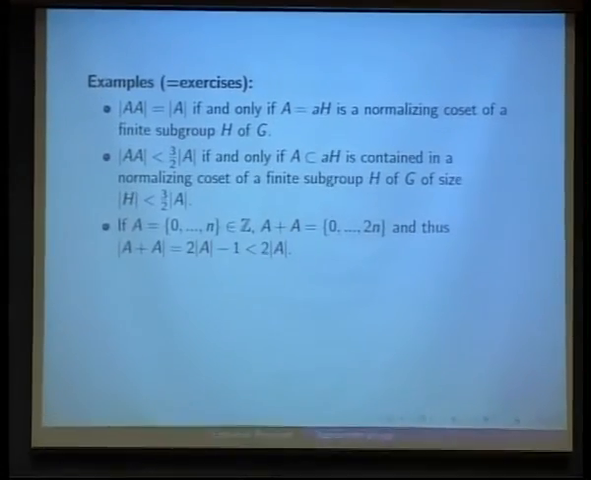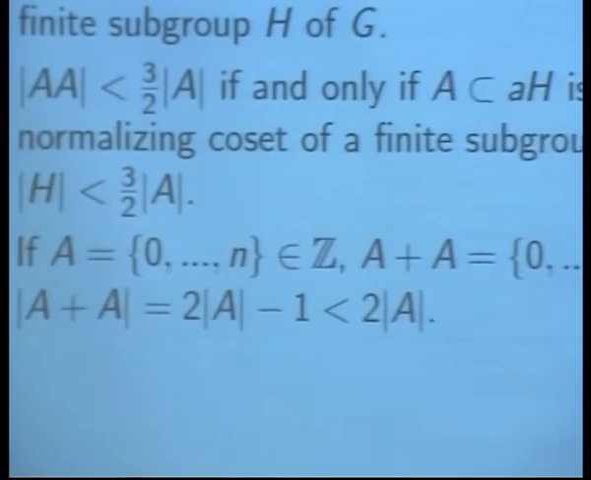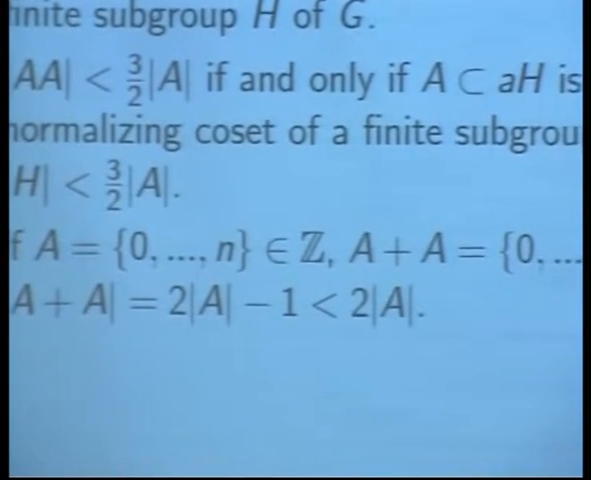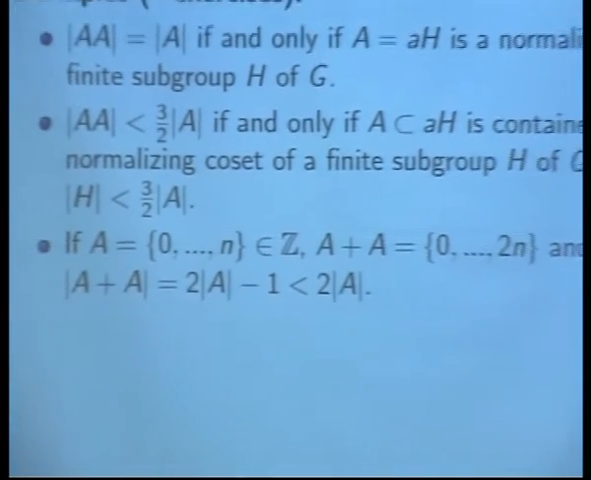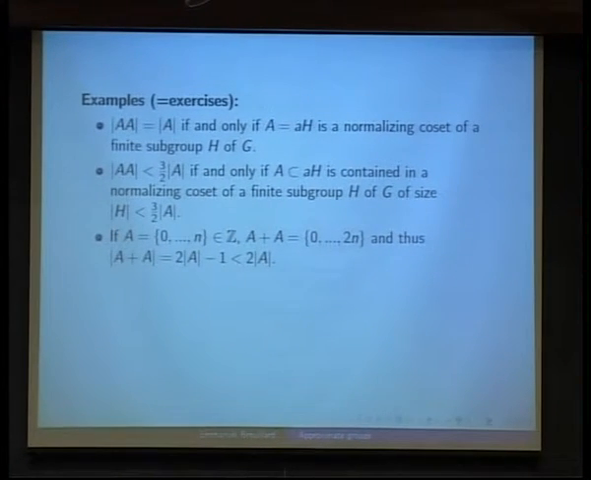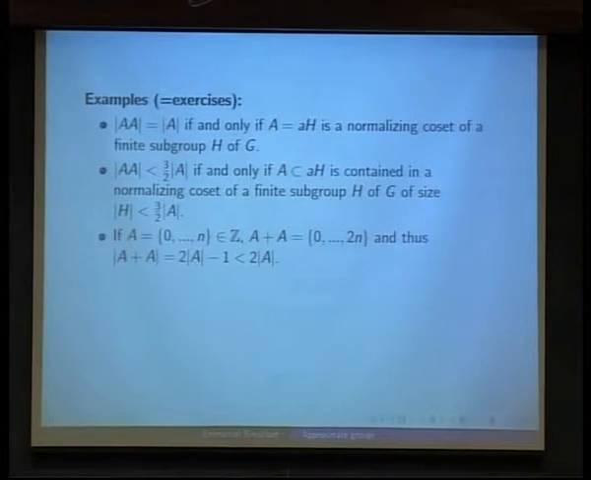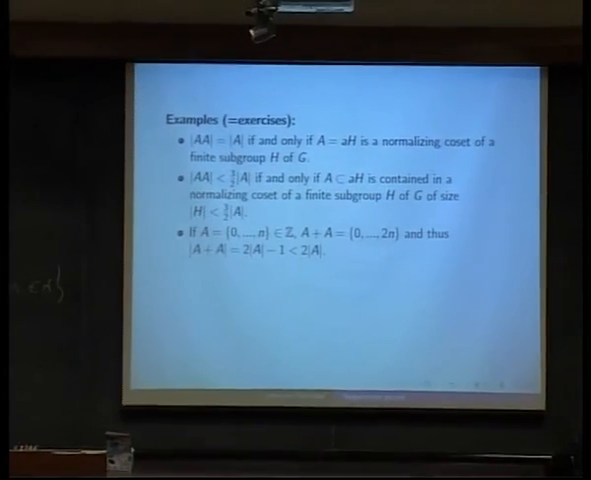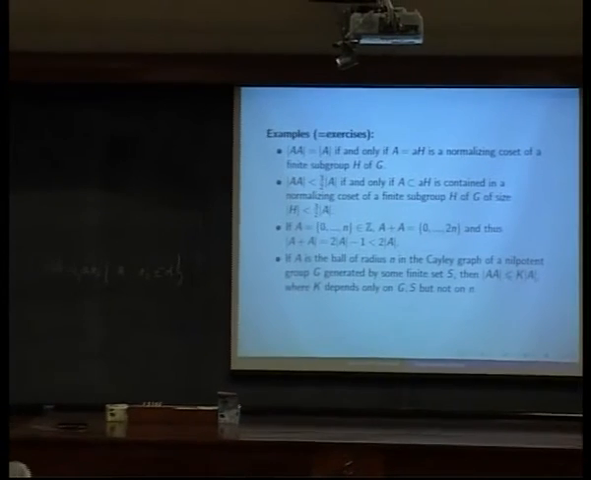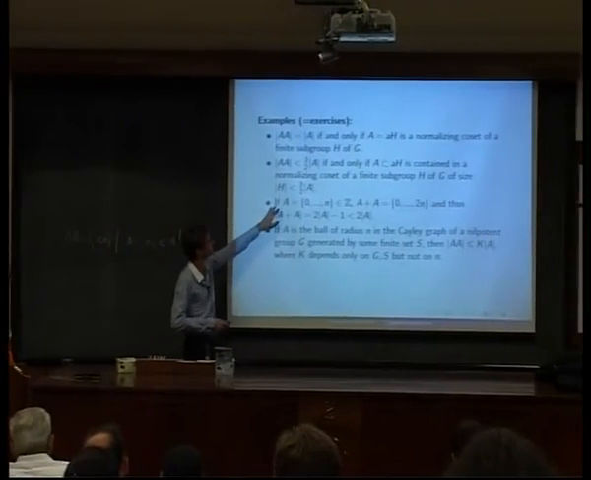Okay? Because if you take n equals 1 in this example, then you get a set such that A plus A is exactly 3/2 of A. Okay? But yet there is no normalizing coset, no normalizing subgroup. There's no finite subgroup in Z except 0. Okay. So yes.